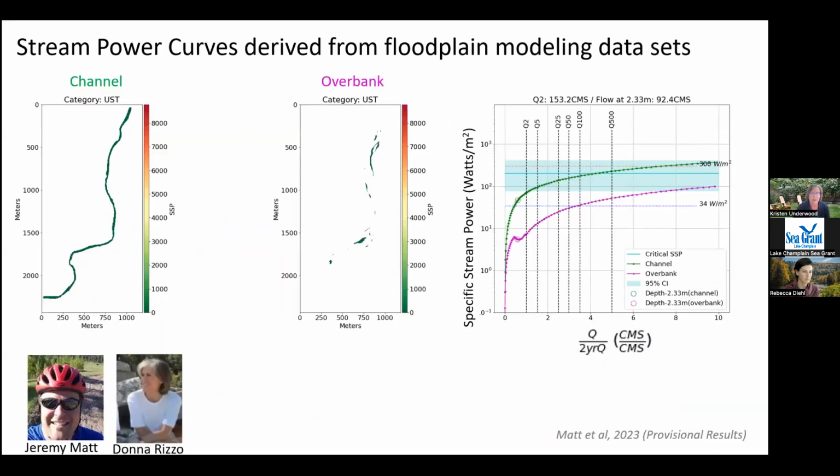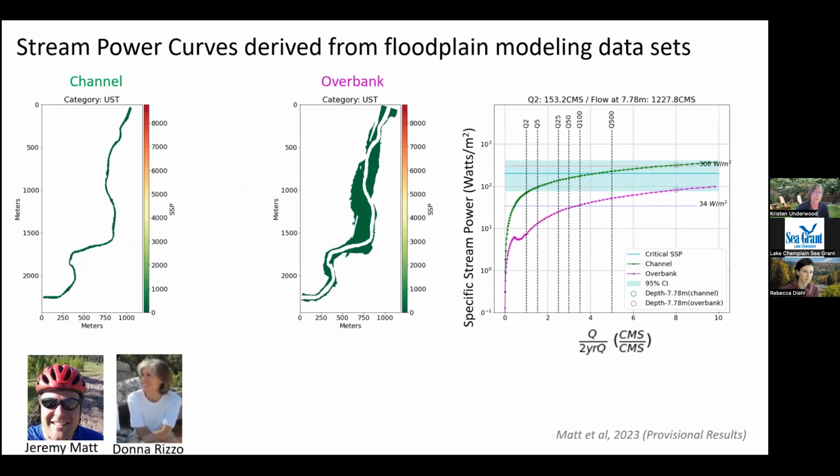To evaluate the potential for flood erosion hazards, our PhD student, Jeremy Matt, has developed a really novel approach that uses the LiDAR-derived topographic information that we benefit from here in Vermont and the data sets from the floodplain mapping to estimate stream power for individual reaches.